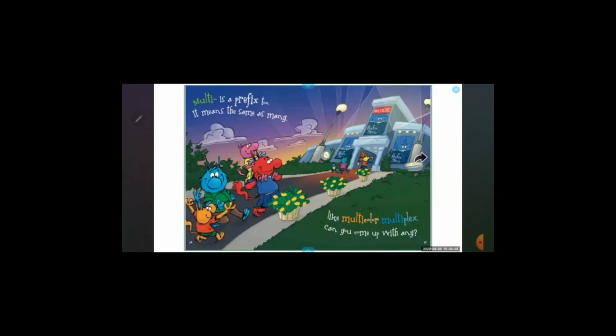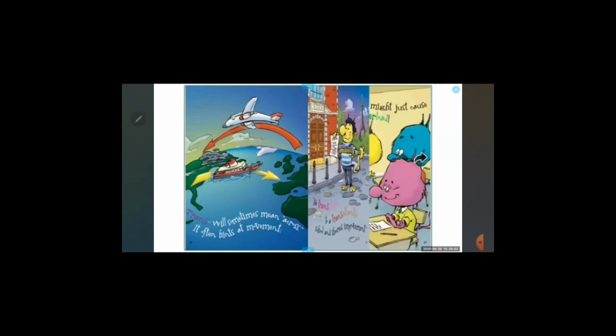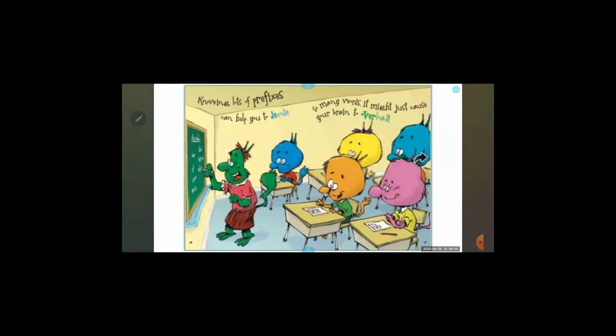Multi is a prefix too. It means the same as many, like multicolor, multiplex. Can you come up with any? Trans will sometimes mean across. It often hints at movement. He transferred to a transatlantic school and showed improvement. Knowing lots of prefixes can help you to decode so many words that it might just cause your brain to overload. So, what is a prefix? Do you know?